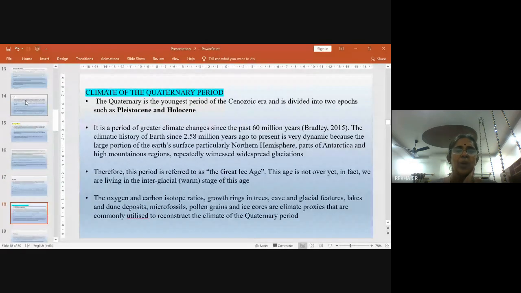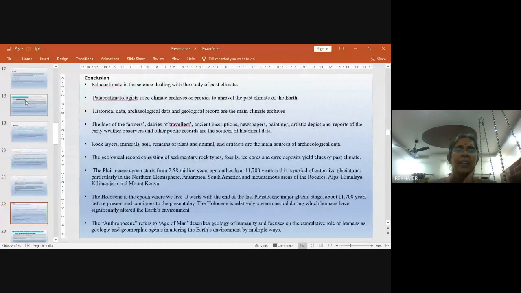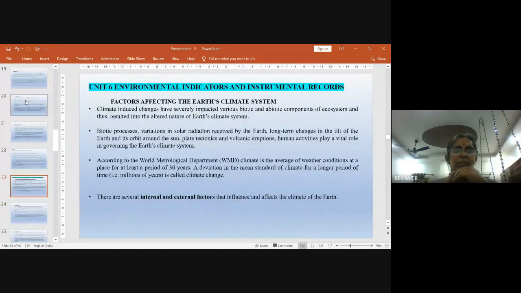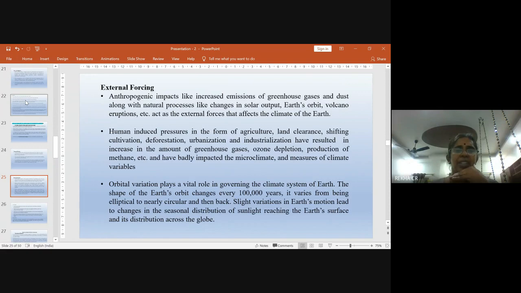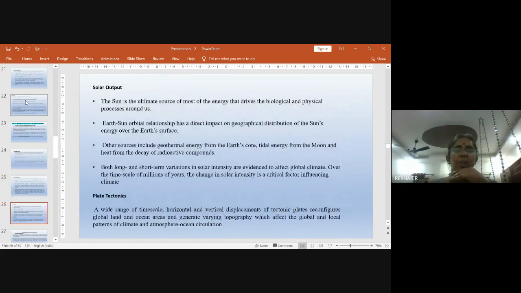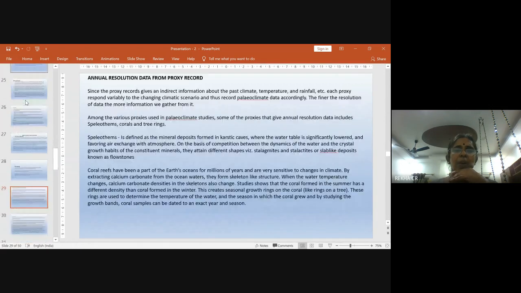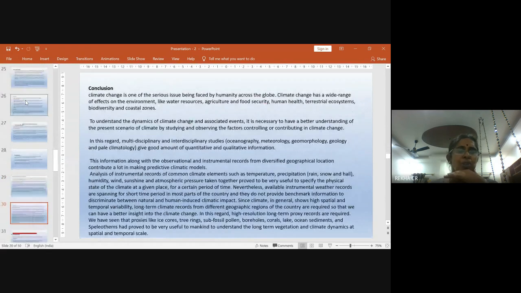And next, the climate of the Quaternary period, namely the Pleistocene, Holocene, and the Anthropocene. This is the one we discussed in the first unit, that is unit 5. The second one is the environment indicators and the instrumental records. There are certain internal and external factors which influence and affect the climate of the Earth. The internal forcing includes the change within the climate system, like ocean and atmospheric interaction. The external forcing includes the anthropogenic, human-induced impacts, the orbital variation, solar output, plate tectonics, etc. Then the instrumental records, the proxy records, and the conclusion of this topic.